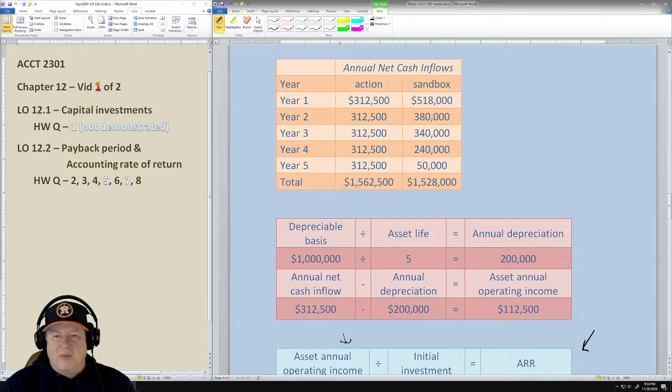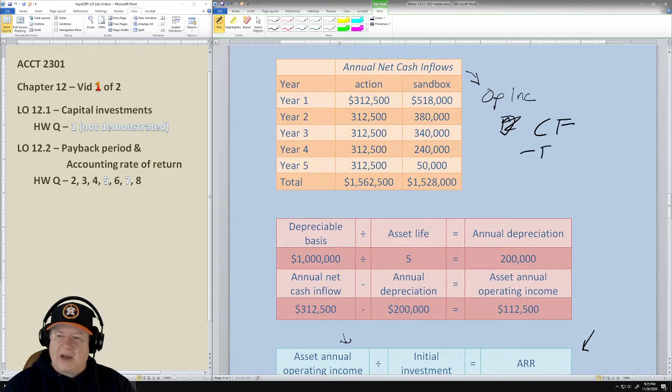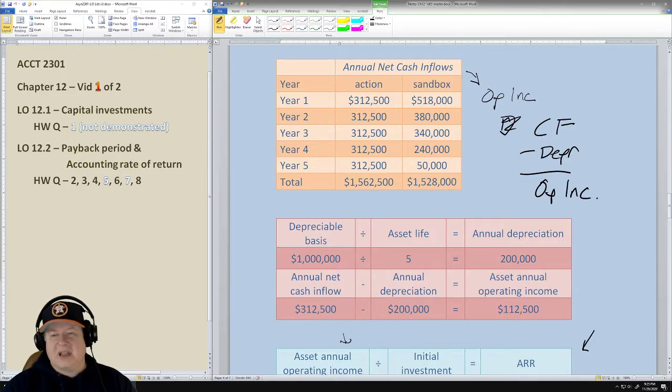Well, operating income is after all costs, after all expenses. So we're given cash flow, but we need to change cash flow into operating income. And how do we do that? Well, the easiest way, a rule of thumb, is that the biggest non-cash expense is always depreciation. So we take cash flow and subtract out depreciation essentially to get to our operating income. Now this might not be completely perfectly right, but it's close enough for us to at least get an idea of the accounting rate of return.